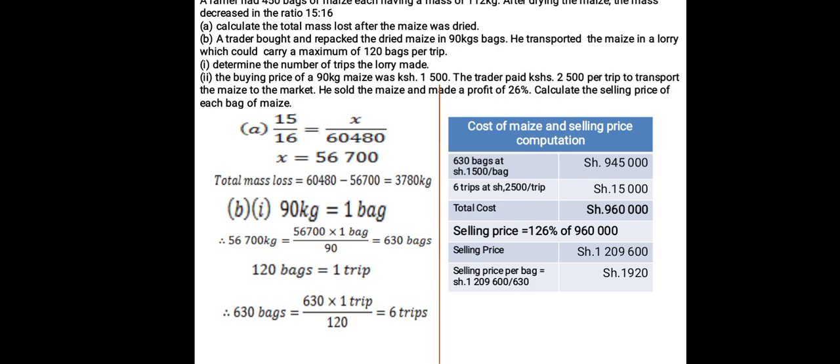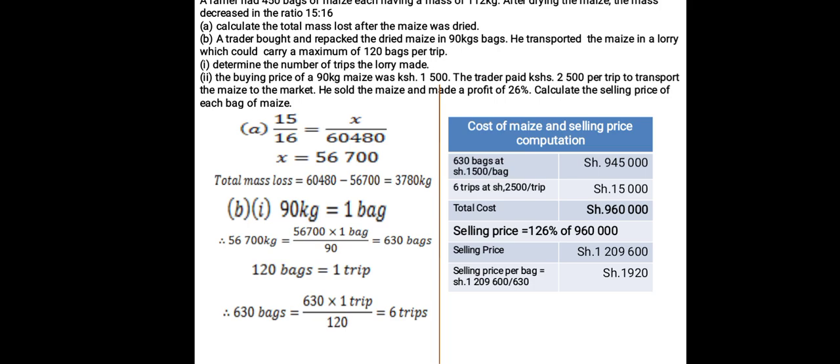Now we shall equate the ratios for part A to find the total mass of maize that was lost. So we have 15 over 16 is equal to, we don't know what 15 stands for, but we know 16 was the initial kilograms of maize.